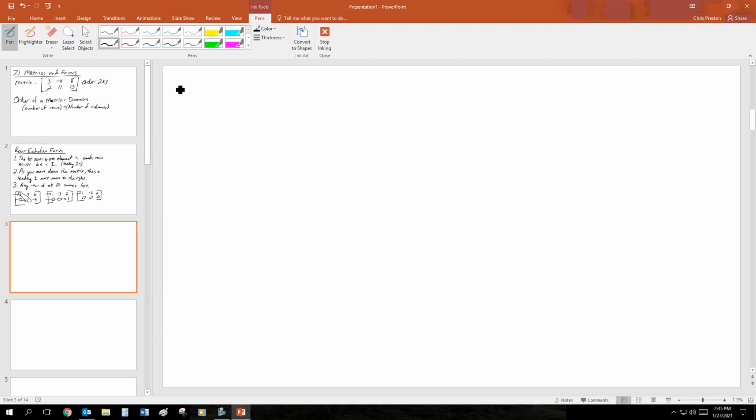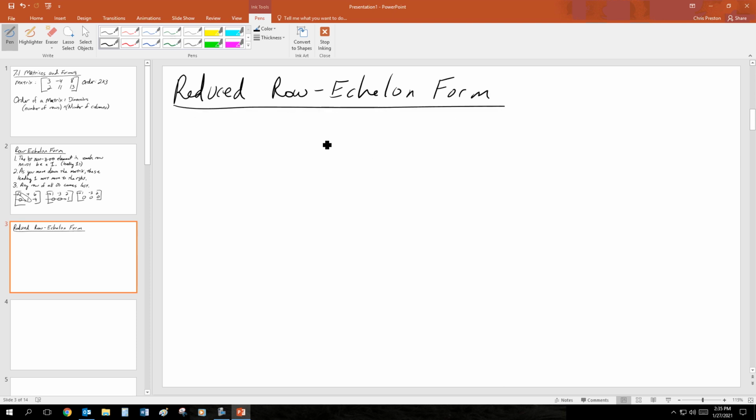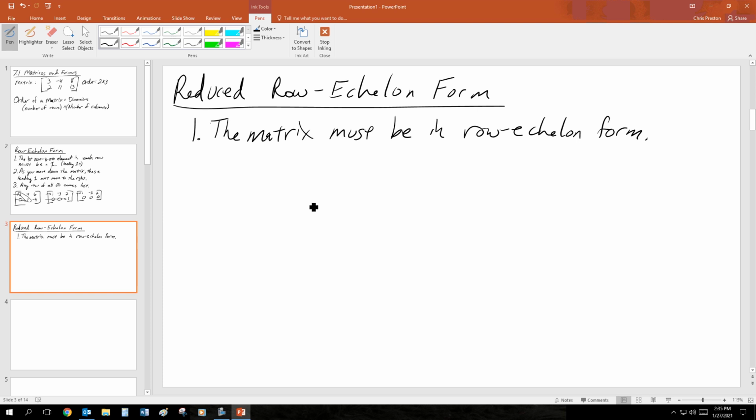A second format that we're going to be concerned about is reduced row-echelon form. And for reduced row-echelon form, the first thing that has to be true is the matrix has to be in row-echelon form. If that's not true, it can't be in reduced row-echelon form. So it already has to satisfy those 3 conditions we just mentioned.